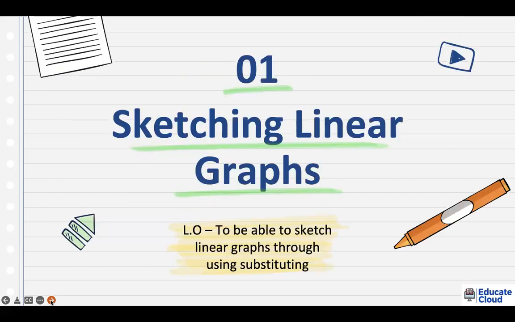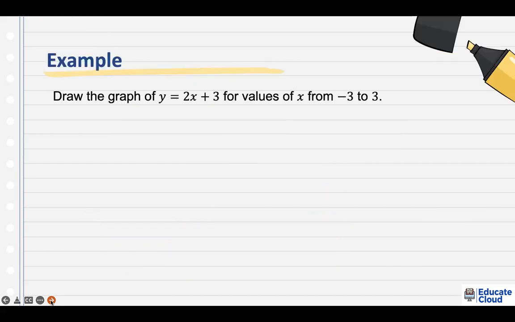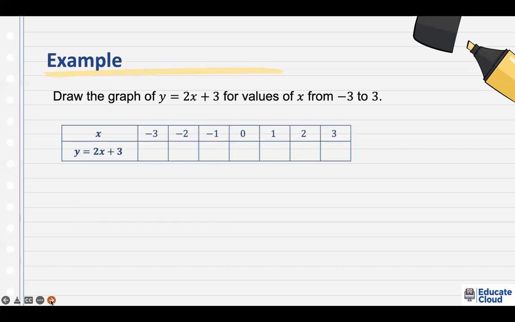Okay, so now we're going to have a look at sketching linear graphs that aren't just horizontal and vertical, and first of all looking at it through substitution. Okay, so here you're asked to draw the graph of y equals 2x plus 3 for the values of x from -3 to 3. So we're going to have our grid here, and we are asked to do it from -3 all the way till 3.